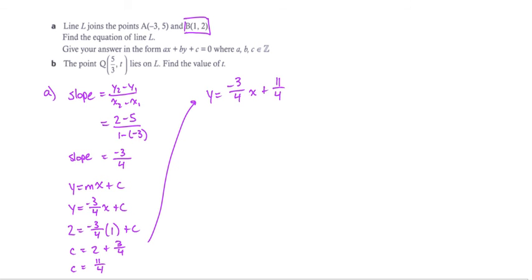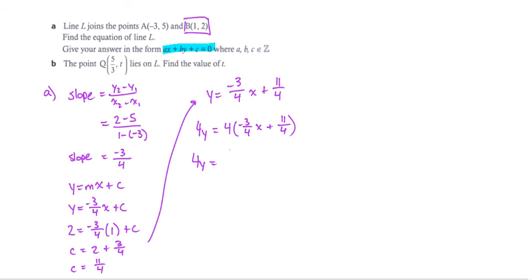Now I have to be mindful because I was asked for the equation in general form. So I need to do a little bit of algebra here. So I'm going to multiply both sides by 4 to eliminate the denominator in my fractions, because I'm not allowed fractions in general form. And when that happens, I'm going to have 4y.